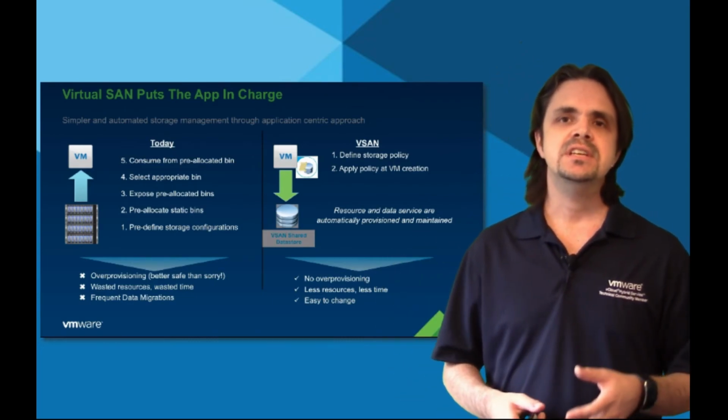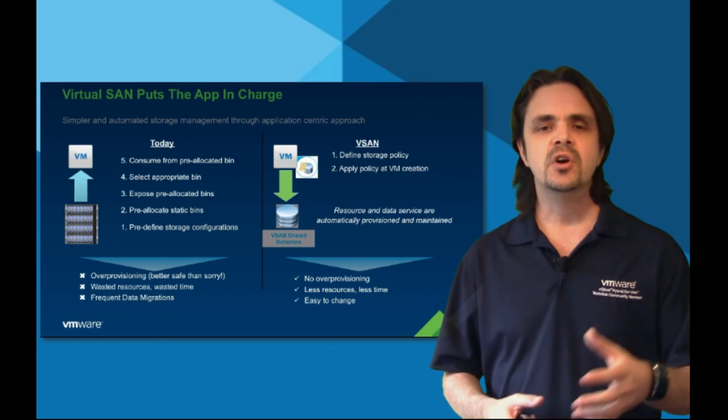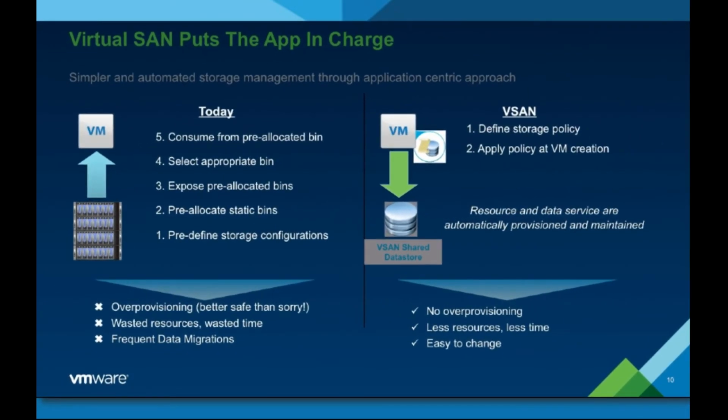So if we see today, we've got a very bottom-up type of model. You have to go in and predefine your storage, pre-allocate storage bins, LUNs, expose those bins, and then pick the right ones, attach them to the right storage and the right application workload, and then consume until it's all used up. Once it's used up, go back and do it again. This leads to a lot of data migration, wasted resources because we might not use every bin the same way at the same time. And we can also grossly over-provision. After all, it's better safe than sorry.